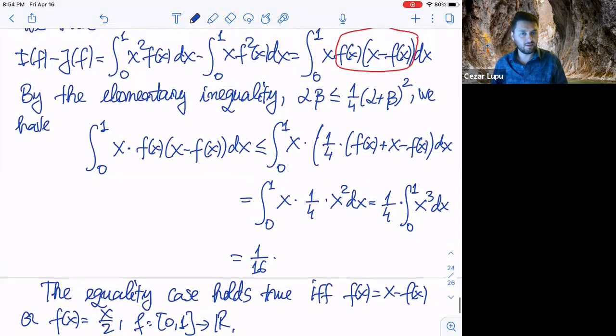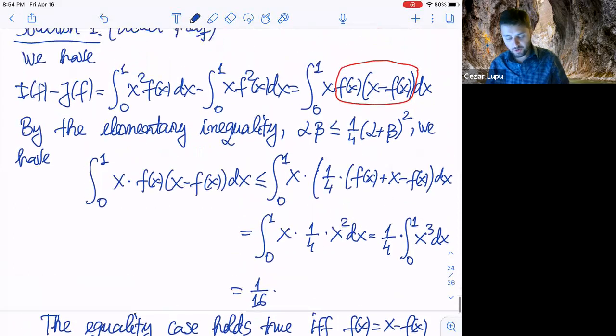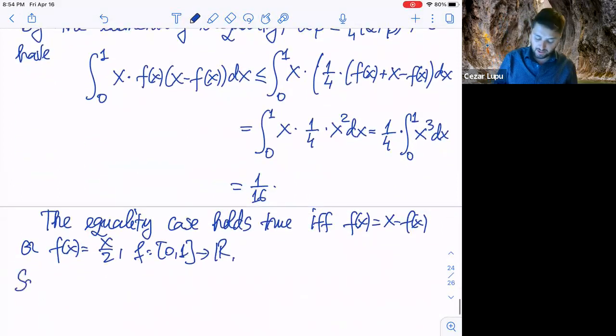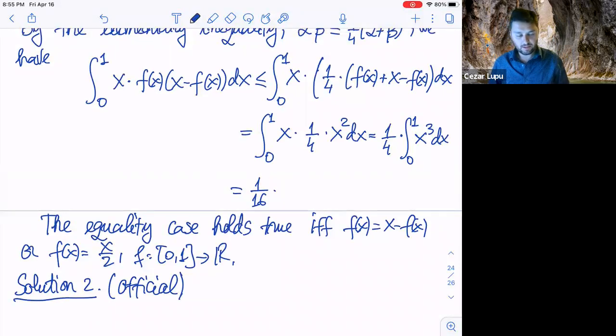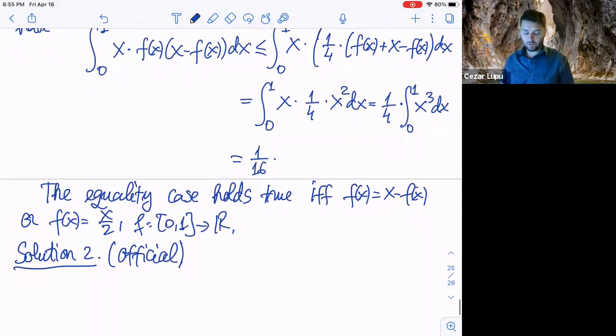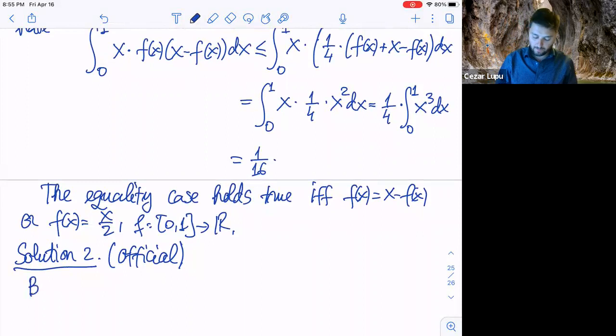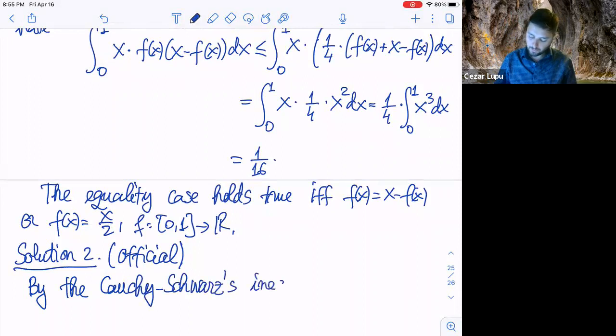Great. So that was the direct solution. As you can see, just a couple of lines, with all explanations and everything. But also, let me show you the official solution, which is a little bit trickier. The official solution says the following, and again, we will use the Cauchy-Schwarz inequality in this case. So by the Cauchy-Schwarz inequality, we have, and let's be careful here when we apply it.